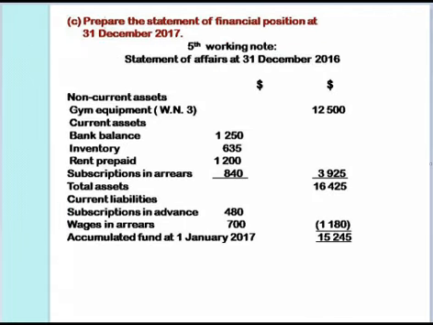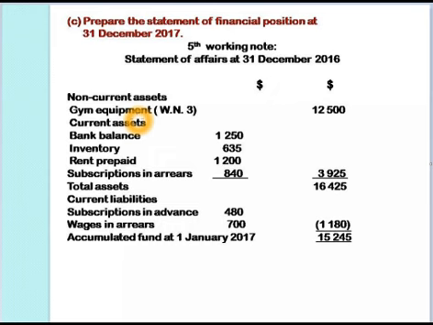In the C bit of the question, we are asked to prepare the statement of financial position. To make the statement of financial position, let's begin with making the statement of affairs for 31st December 2016, so that we can get the accumulated fund at 1st January 2017. To do this, we will start with the non-current assets. Gym equipment for 2016, which we have calculated in working note 3, will be the net book value for the gym equipment, $12,500, which I have mentioned here.